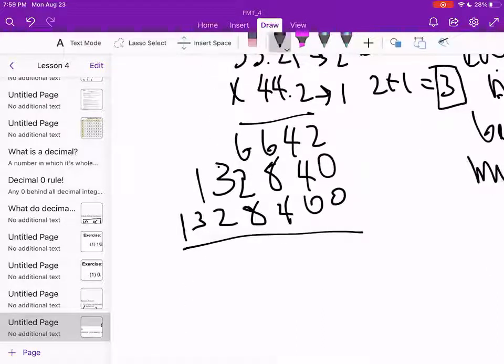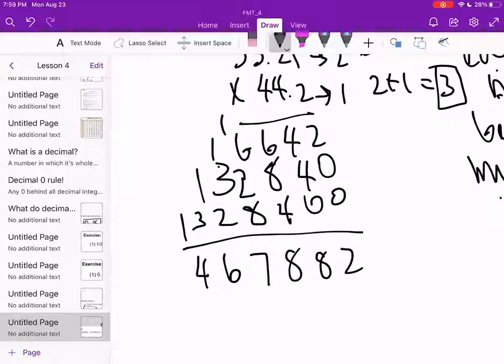So 2 plus 0 is 2. 4 plus 4 plus 0 is 8. 6 plus 8 is 14. Plus 4 is 18. Put the 1. 6 plus 1 is 7. Plus 2 is 9. Plus 8 is 17. 1 plus 3 is 4. 4 plus 2 is 6. 1 plus 3 is 4. And 1. So now we basically have our answer, right?